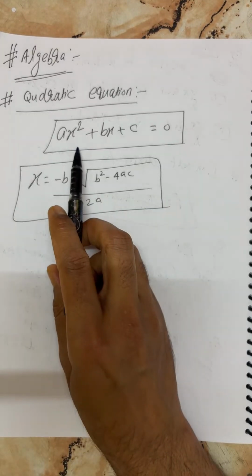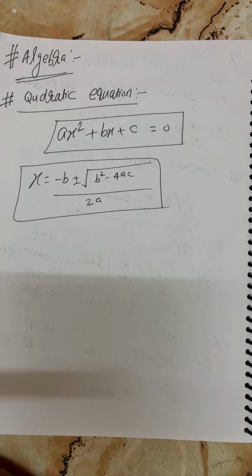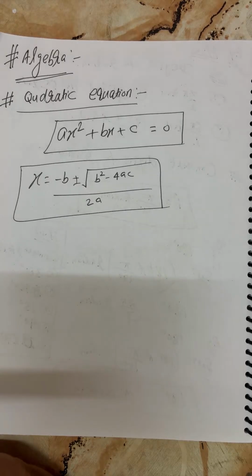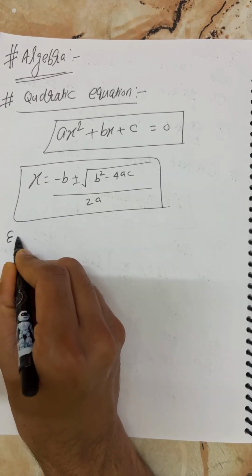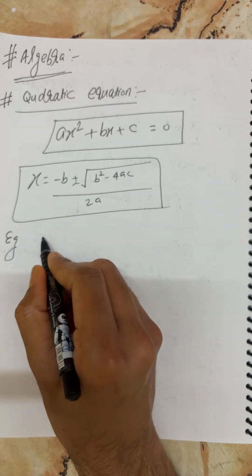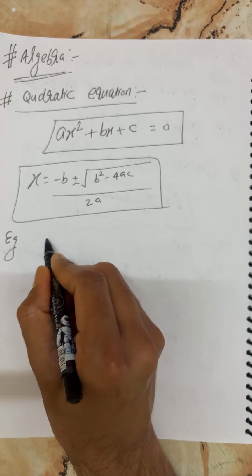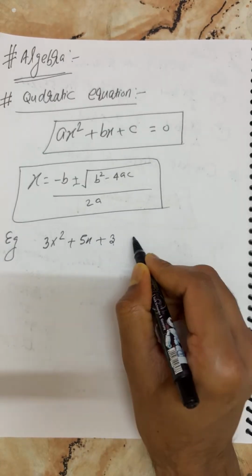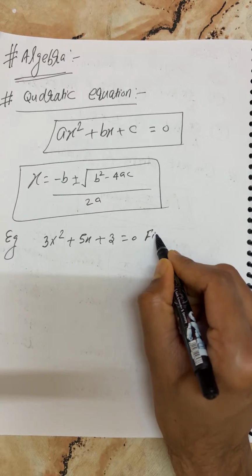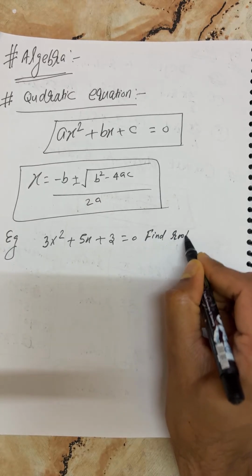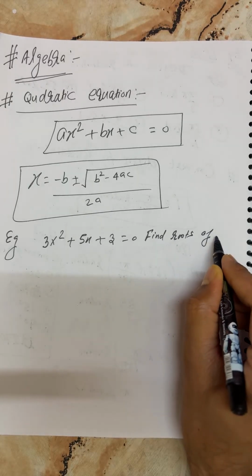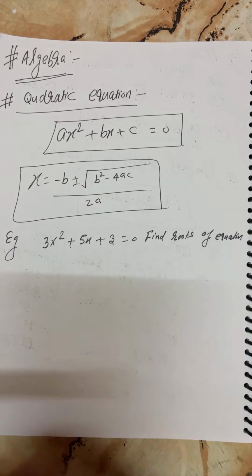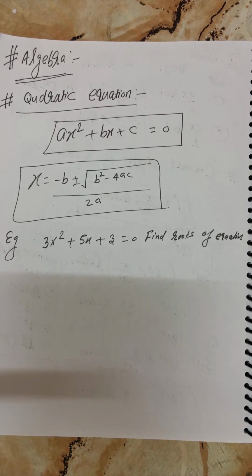So here, you will get there are two roots of x, right? So keep in mind. Now beta, I'm giving you a very basic formula for any equation: find x, find the roots of the equation. This is 3x square plus 5x plus 3, which is equal to 0. Find the roots of the equation, right?